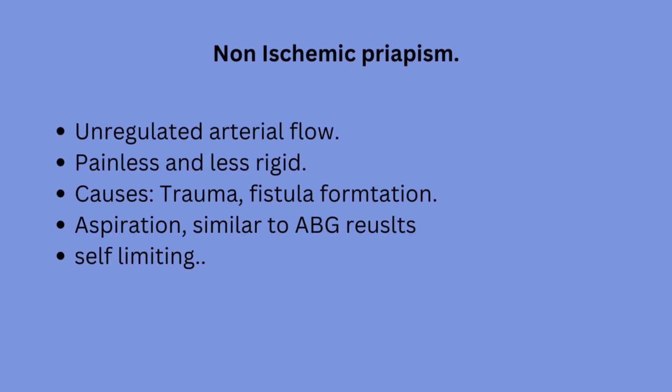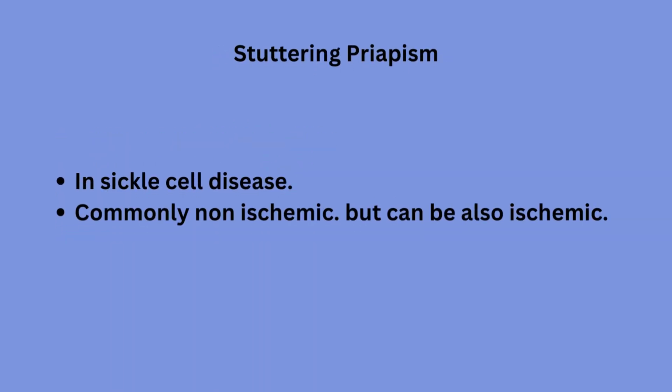Non-ischemic priapism. It is due to unregulated arterial flow. Usually it is painless and less rigid. Causes include trauma, saddle injury to perineum and subsequent fistula formation. Aspiration will be similar to ABG results. And it is self-limiting. Stuttering priapism is usually seen in sickle cell disease. Commonly non-ischemic, but can also be ischemic.